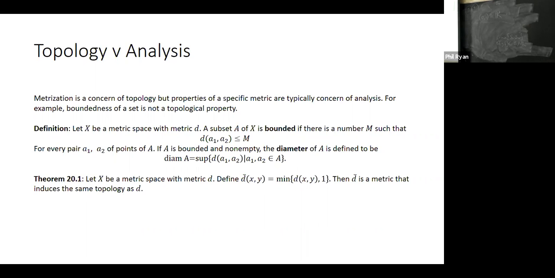And why is it a metric? Well, what do we got? This is always going to be positive, because 1 is always positive, so this distance is always positive. The distance between x and x is 0. And it's symmetric. So the only thing you really have to show is the triangle inequality. So let's show the triangle inequality.